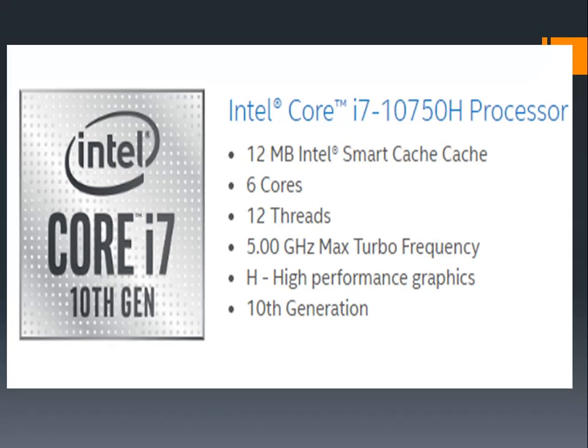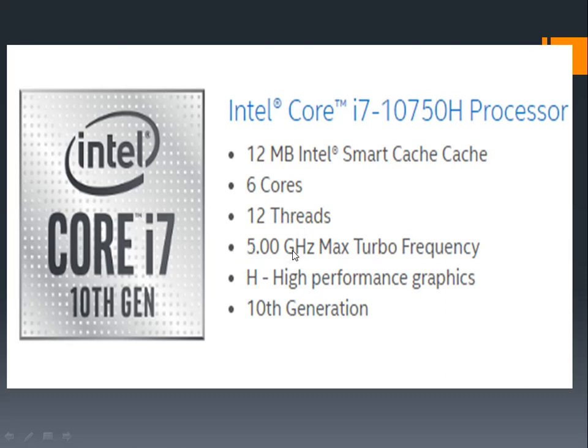Okay, then let's go to the last one, which is the Core i7. So this is the Core i7, and its cache memory is 12 megabytes, and it has 6 cores. These are the physical processing units, and then it has 12 threads. Remember, I said threads are virtual processing units. So the Core i7 will appear as if it has 18 processing units, of which 12 will be virtual, but 6 will be physical. Okay, and this one has a clocking speed of 5 gigahertz.